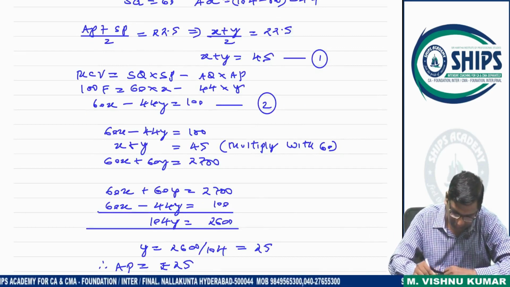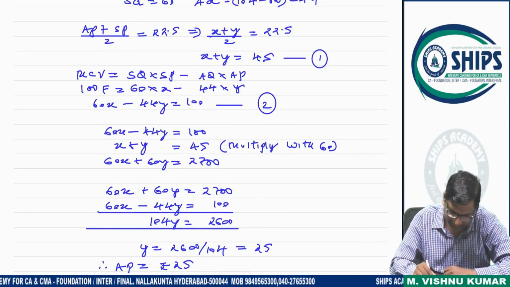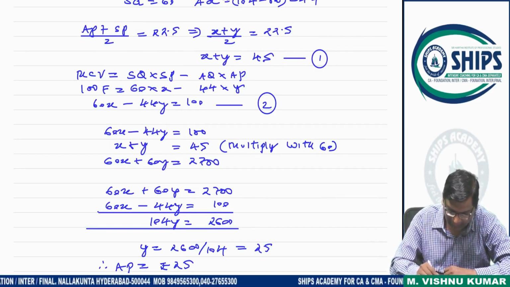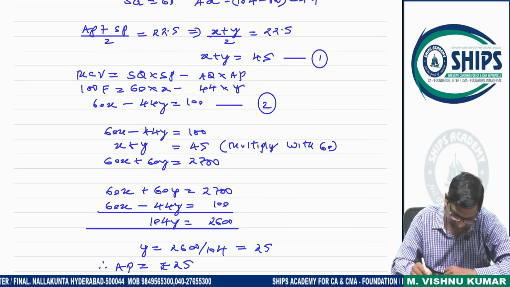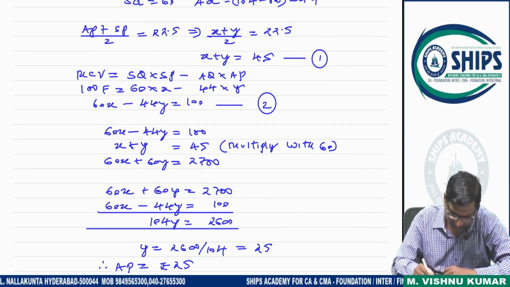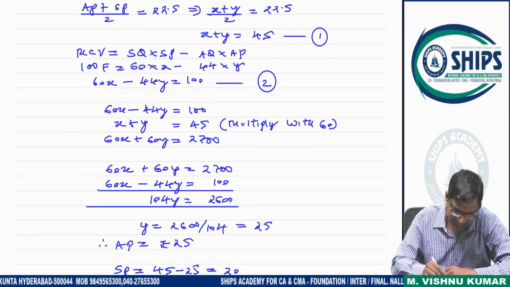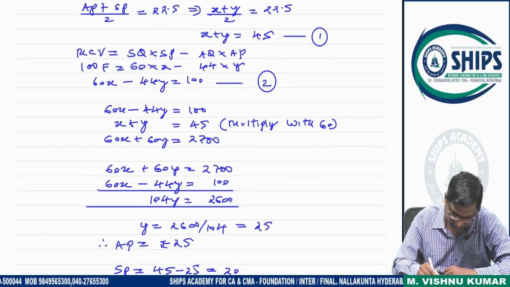Now we have to multiply the first equation with either 60 or 44 to cancel one variable. So I am multiplying with 60 to cancel x. After that the equation is 60x plus 60y, 2700. Now 60x minus 44y, 100.